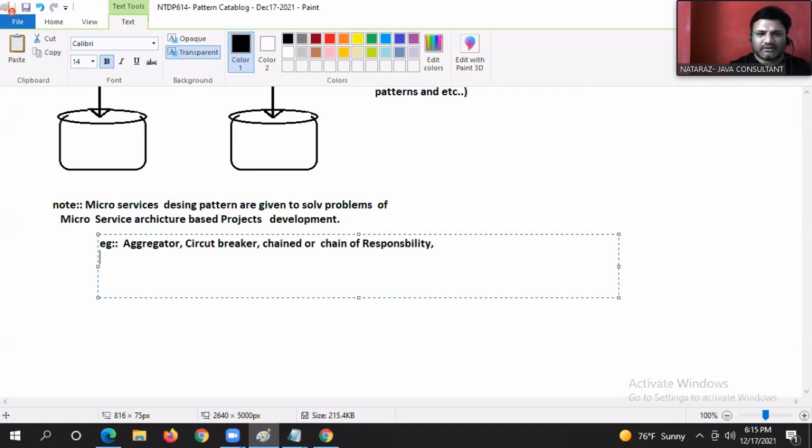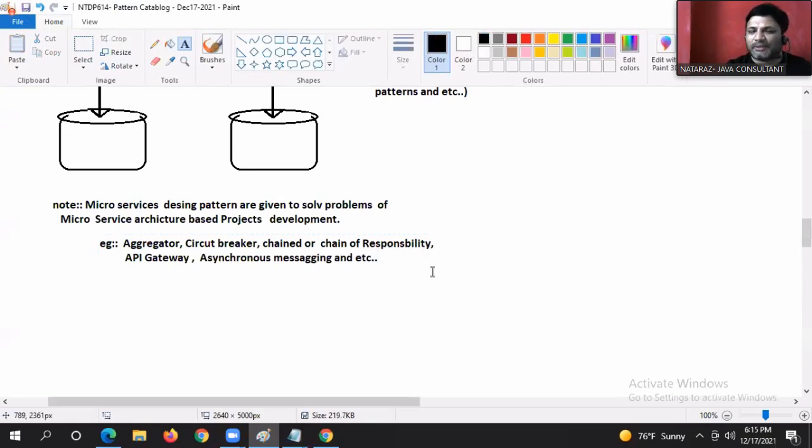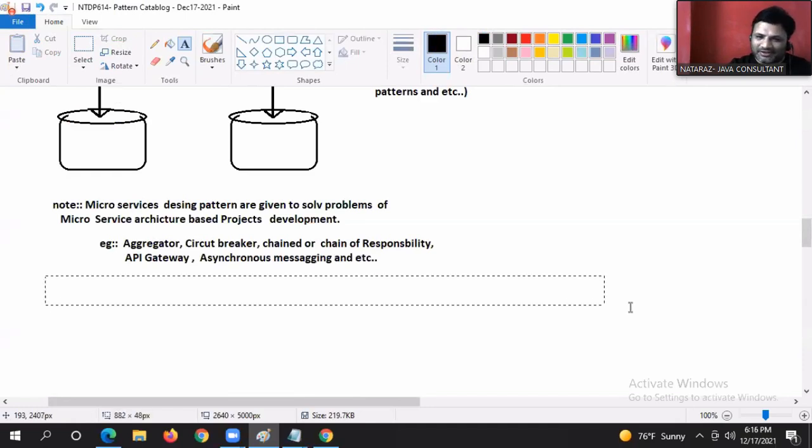Okay, API gateway. If you know microservice, then you'll understand this. Asynchronous messaging. And etc. Many are there, guys. Nearly here also 5-6 patterns are very popular.